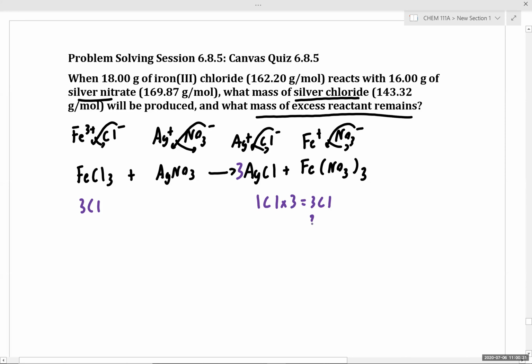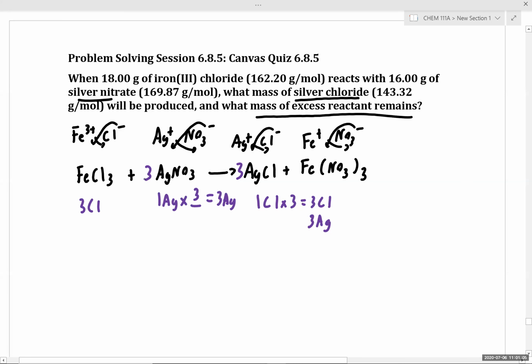Okay, now we have 3 silver atoms on the right. We have 1 silver atom on the left. So what times 1 would give us 3 silver atoms? What coefficient do we need for silver nitrate? Three, yep, exactly.